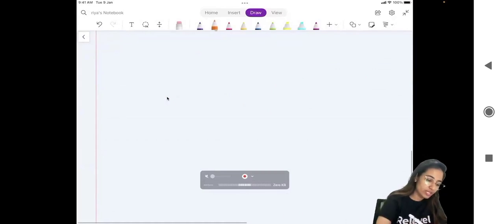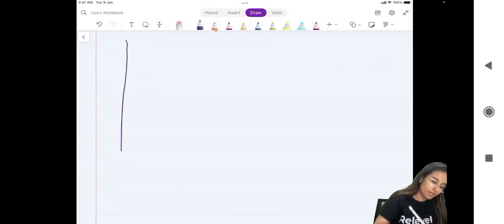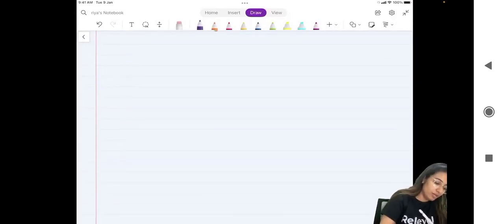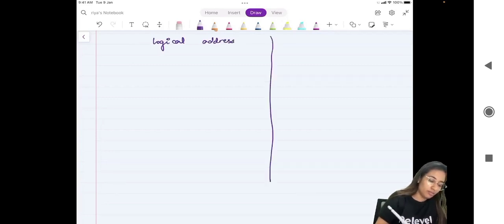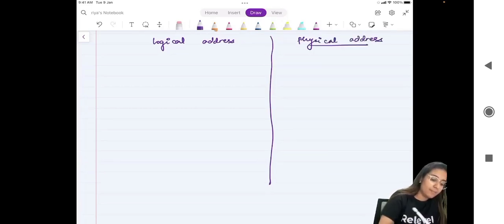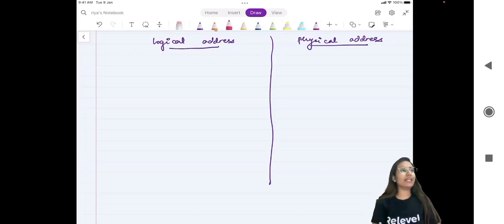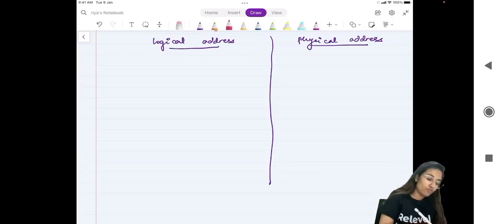Now we'll quickly summarize the difference between both of them. Here, let's say I keep the logical address, and here we have the physical address. These are more or less the terminologies that we are introducing right now because they will be used later as well. First of all, logical address is what users can access.